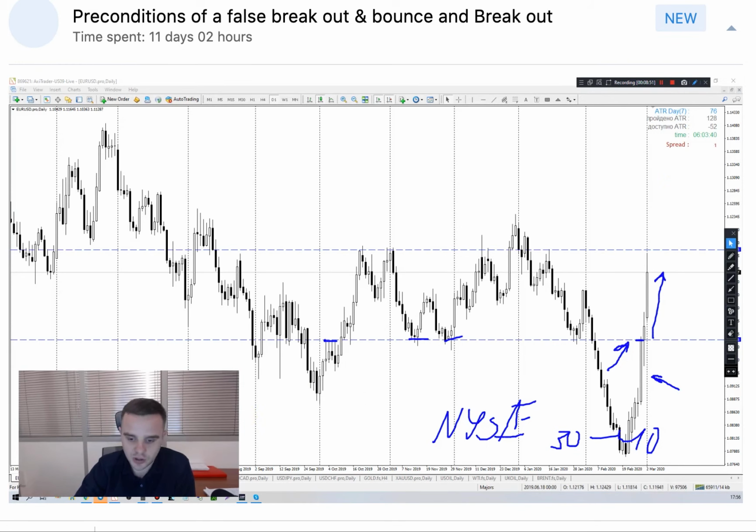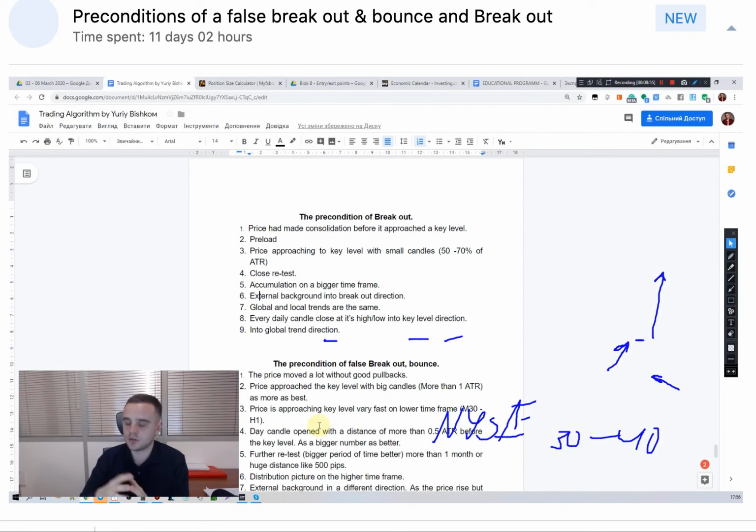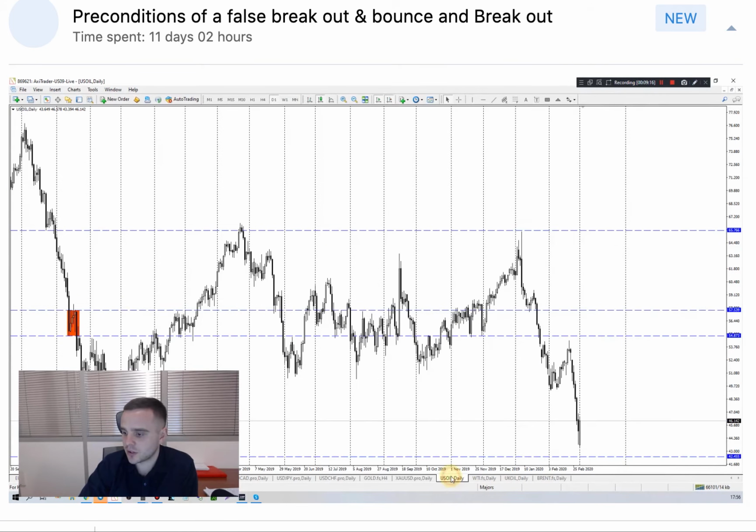But friends, once more, you need to use all these preconditions together. One separate precondition means nothing. You need to pay attention to global and local trend, and you need to pay attention to all of them together. Global and local trend is the same. Always the best entries will be into the global trend direction, like here on oil. When price started this drop, it is always best to find entries after a pullback to continue the drop, because you're working with the trend. With bigger probability, the trend will continue, then it will change direction.